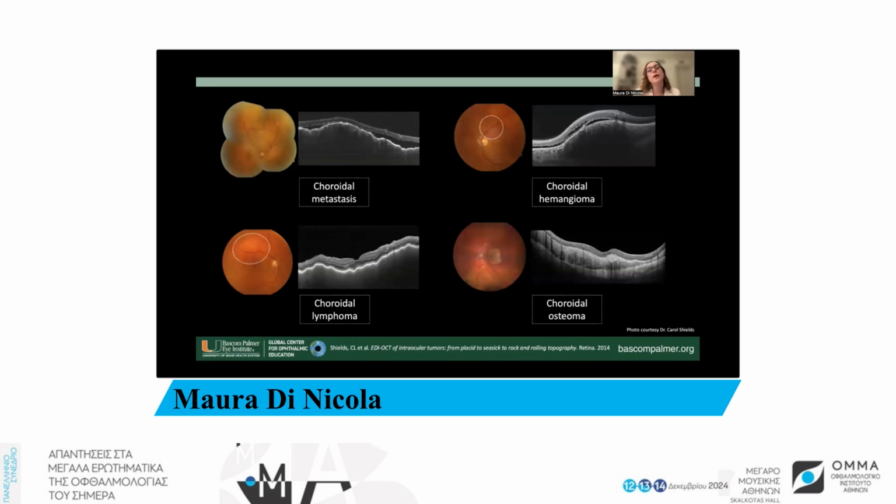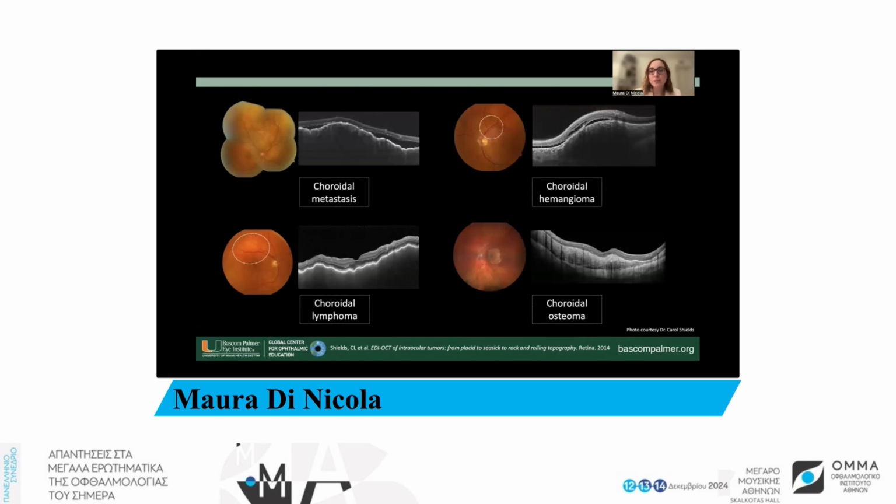So as I mentioned before, EDI-OCT can be helpful in the differential diagnosis of many neoplastic conditions, as they will present different shapes. So starting with choroidal metastasis, they usually present a pretty lumpy, bumpy surface with associated subretinal fluid. And oftentimes, the amount of subretinal fluid that's associated with choroidal metastasis is disproportionate compared to the size of the lesion itself. So that's another diagnostic clue there.